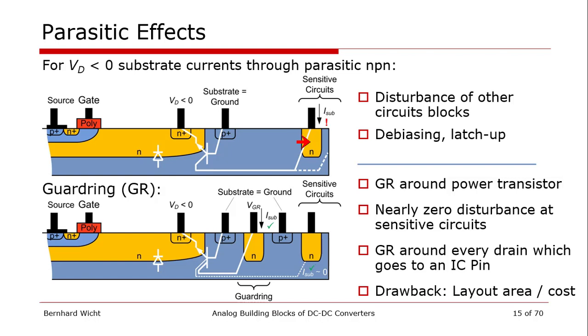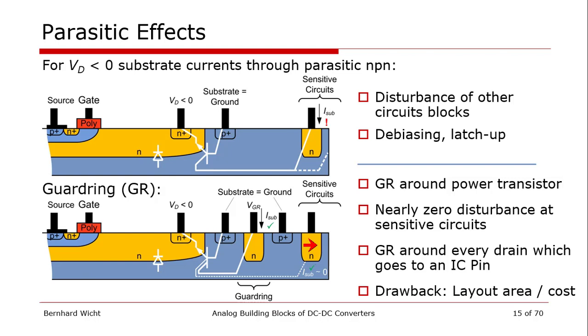So we really want to avoid it, and one of the common concepts to avoid it is to place a guard ring, shown here at the bottom. So basically, the guard ring can be formed if we insert an N area here, and then this takes over the role of the collector. So if you will, it's an artificial collector, and so nearly no current is sucked out of the sensitive circuit anymore.